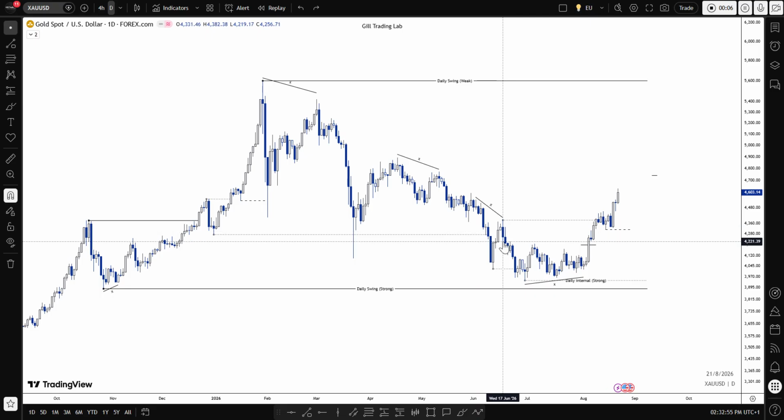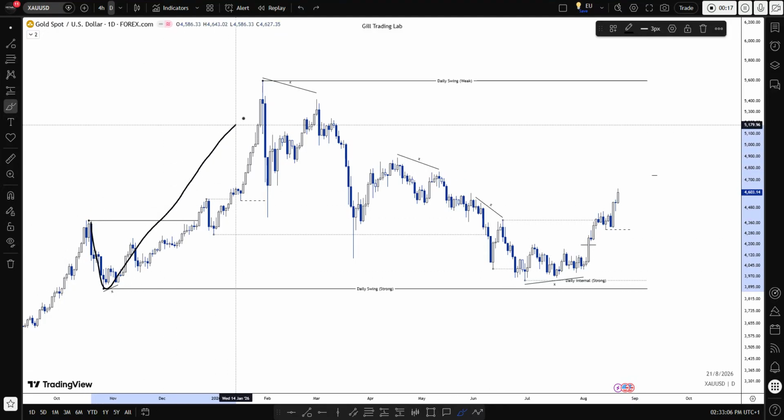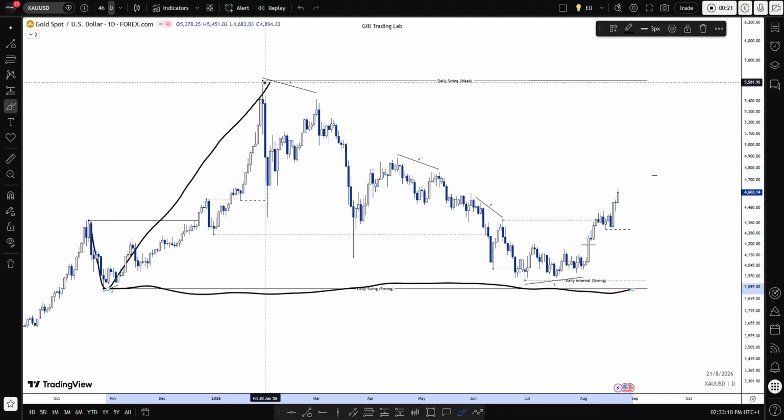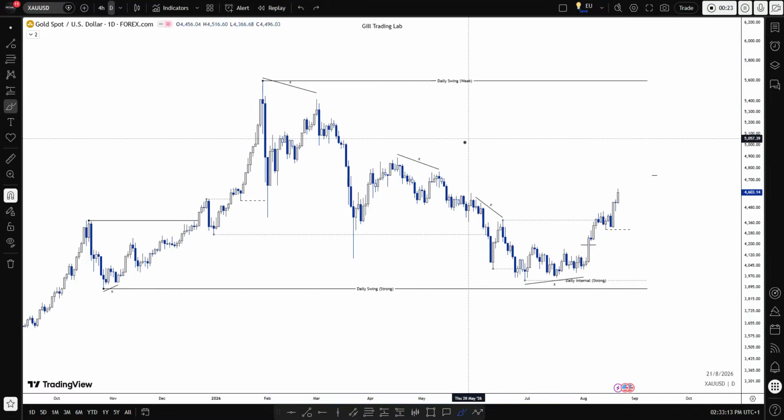On today's video, I'm going to be doing a weekly market focus on gold against the dollar, and I'm going to start from the daily time frame. So on the daily time frame, my swing structure is bullish. This is my current swing range, but this is my strong swing low and this is my weak swing high.